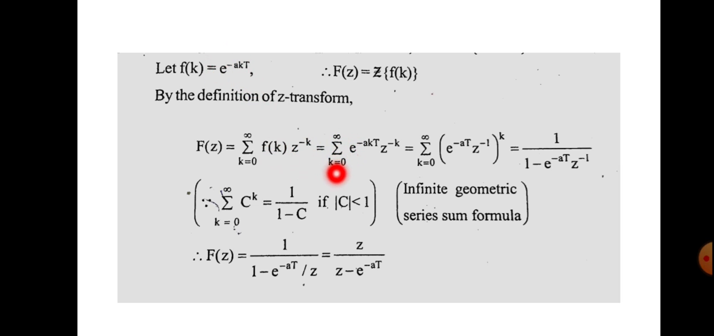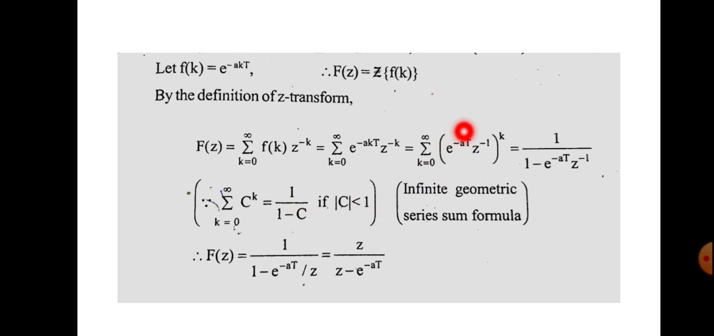So we will be getting sigma k equal to 0 to infinity e raised to minus akt into z raised to minus k. Here you can take k outside, so this will be like this. So it is in the form of a geometric series expansion, that is, it is in the form of sigma k equal to 0 to infinity c raised to k. The value of this sum will be equal to 1 by 1 minus c, if mod c is less than 1.